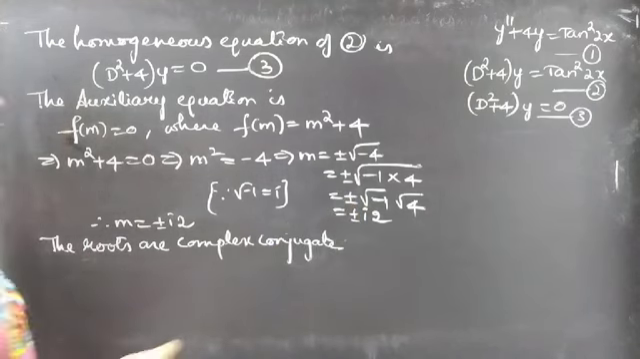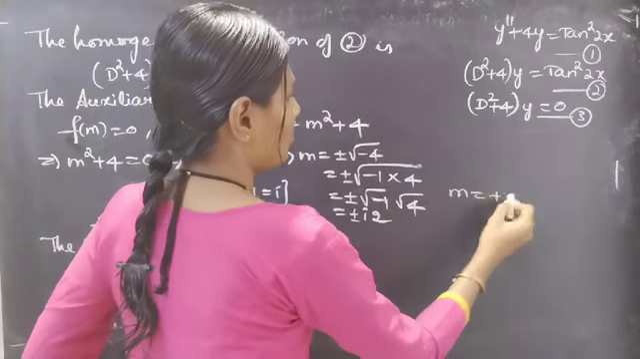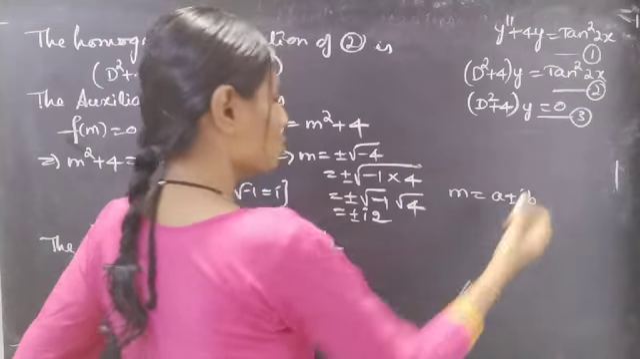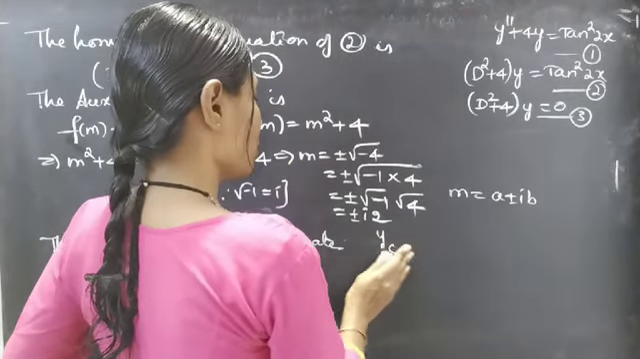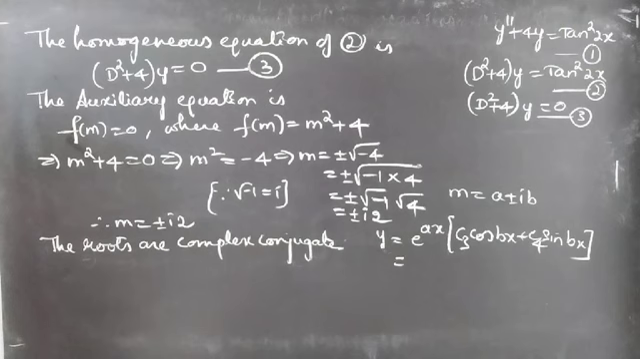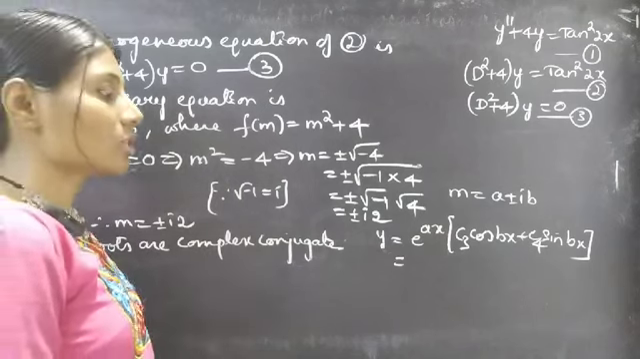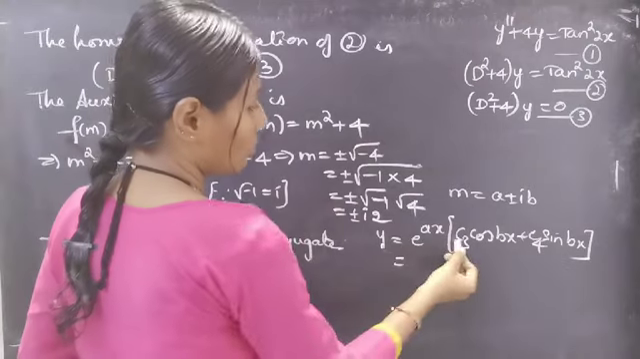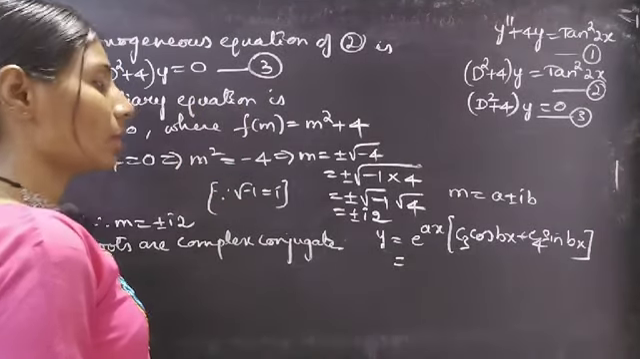We know that when two roots are complex conjugates, say m equal to a plus or minus ib, then the solution of the homogeneous equation will be y equal to e power ax into some constant into cos bx plus another constant into sin bx. Here I am taking C3, C4 instead of C1, C2 or A, B or anything else, because I want C1 and C2 to appear in the general solution. So I am taking C3 and C4 instead of C1 and C2.